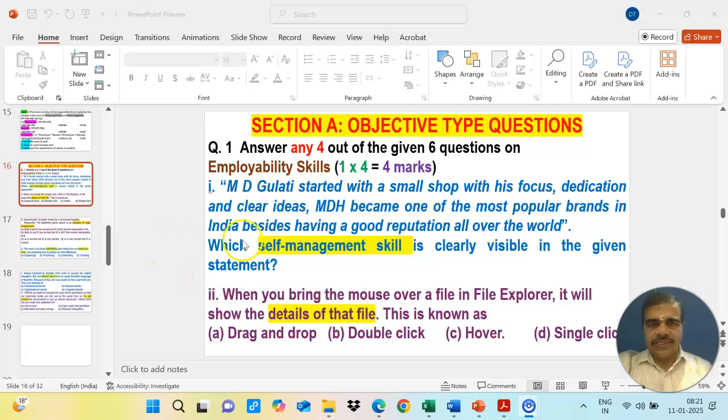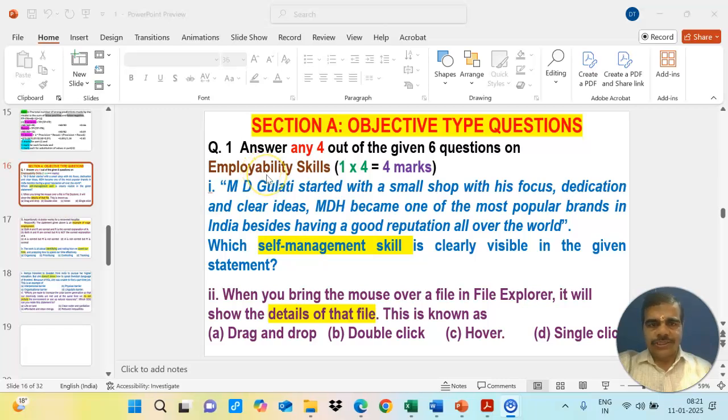In this video series, we will be seeing your class 10th CBSE subject Artificial Intelligence. Subject code is 417. Important questions from your board exam point of view. So this is your Section A. Section A is your objective type questions. Here you have to answer any four out of given six questions on employability skills. So 1 into 4 is equal to 4 marks. This video will fetch you 4 marks in Artificial Intelligence. Let us go for the first one.